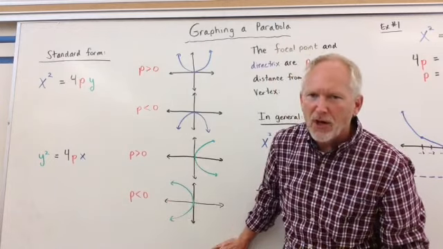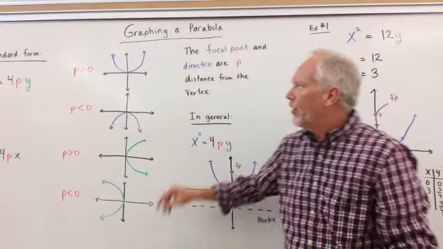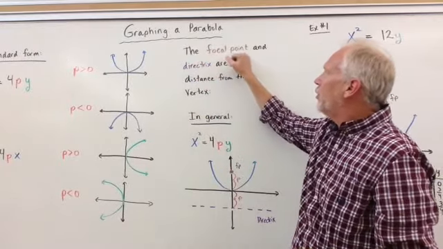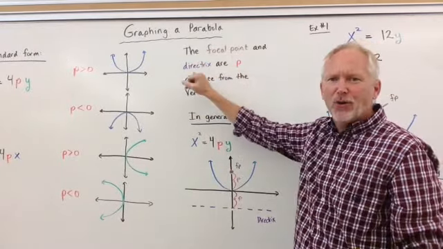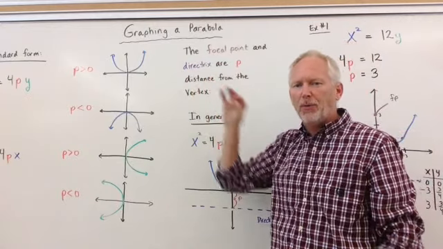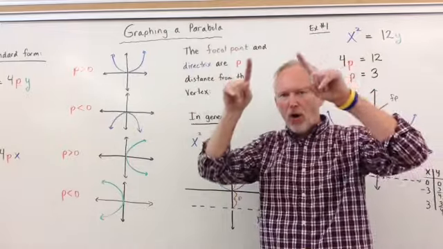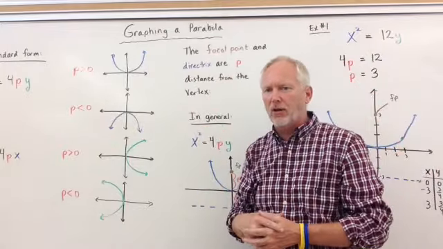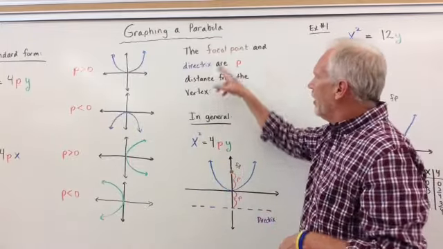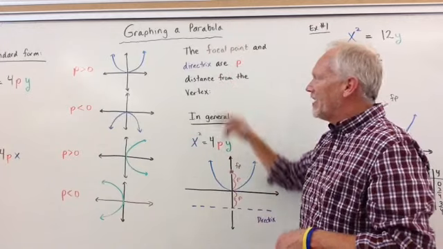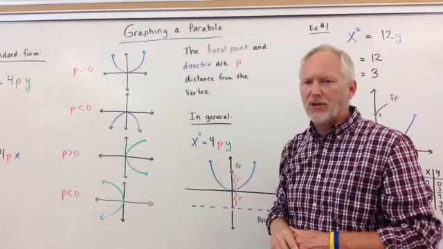All right. So what we want to find out, though, is that there is a focal point and a directrix. So now we've got a couple new things that we're adding to the parabola. The focal point is where all the rays drawn in meet, and I'll draw a little picture of it in a moment, and the focal point and the directrix are p distance from the vertex.